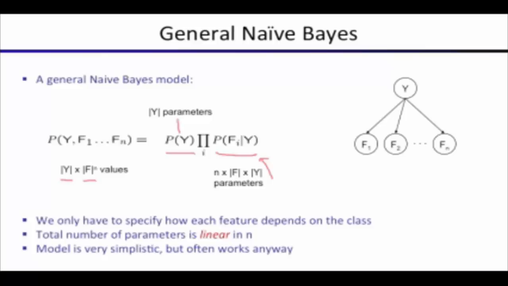Yeah? How did you go from the number of values on the left to the number of values on the right? So the number of values on the left is this one here. You imagine all possible joint assignments. You're going to choose something for y and something for all the features. And this is the total number of ways of doing that. And then this is just the number of parameters you need for the Bayes net.